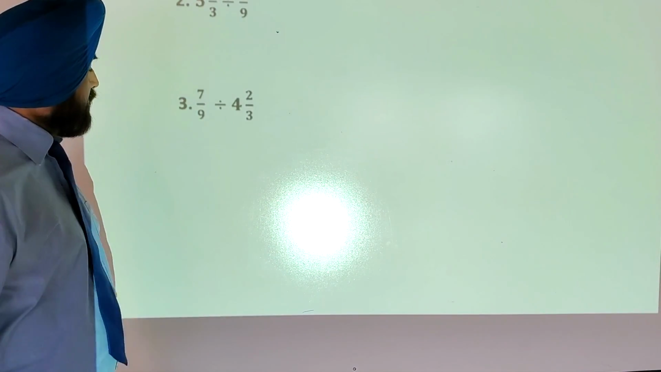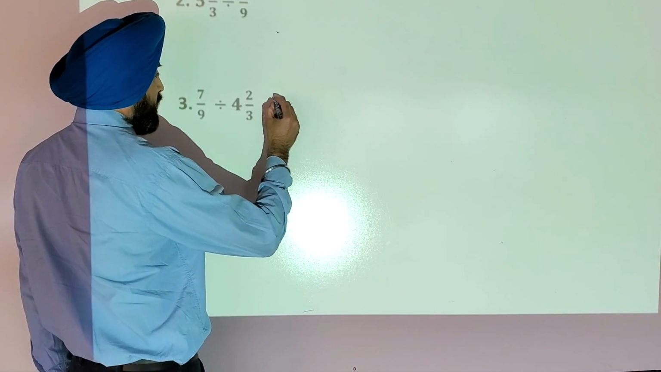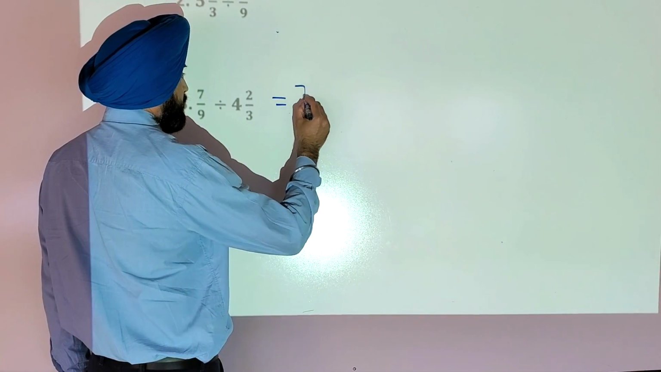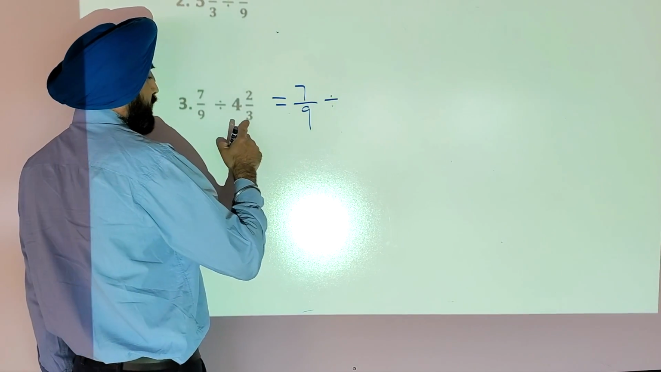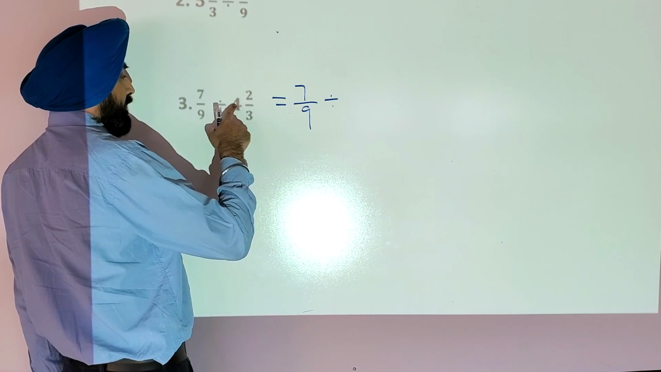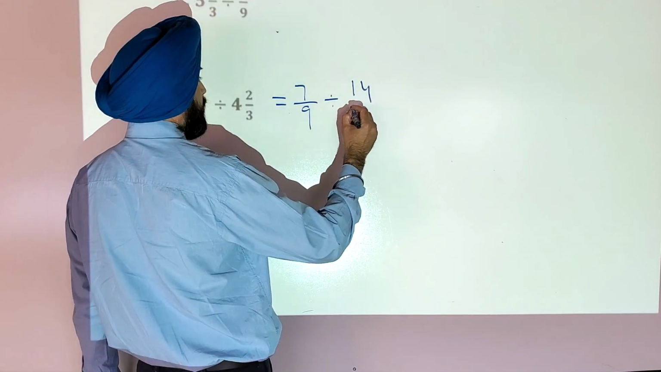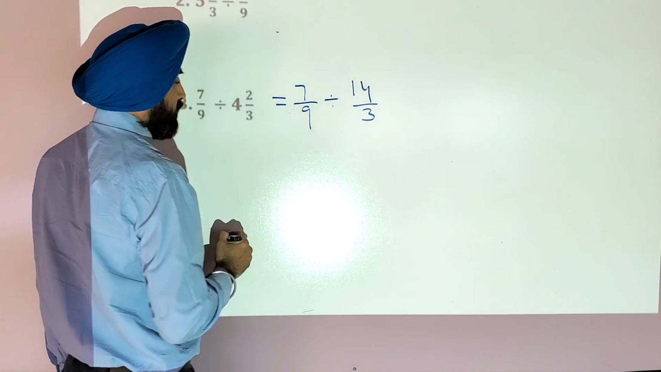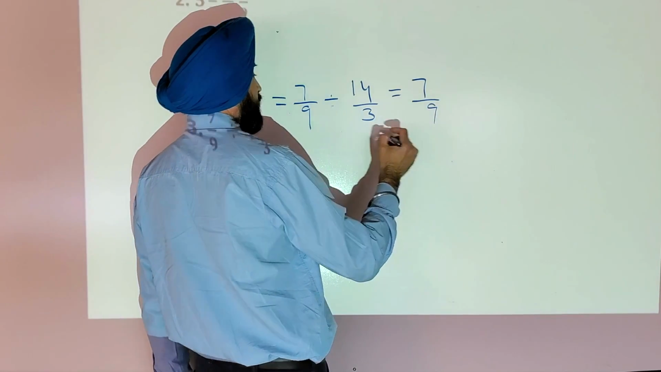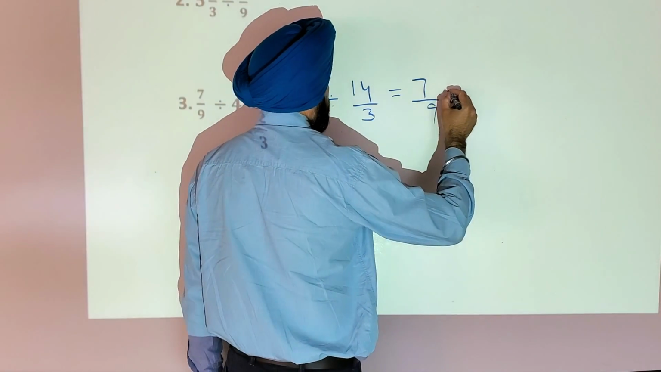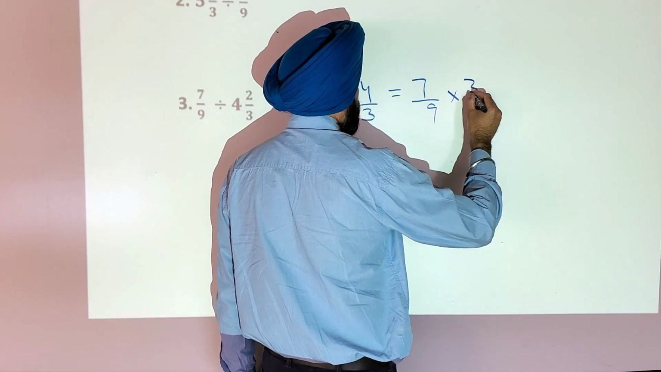So let's see the third question, 7 over 9 divided by 4 and 2 over 3. First fraction, write as it is, 7 over 9. Write the division sign as it is. Convert this into improper. 4 times 3, 12, plus 2, 14 over 3. So 14 over 3. Now what we'll do? Write the first fraction as it is, 7 over 9. Instead of the division sign, put a multiplication sign and flip the second. So 3 over 14.